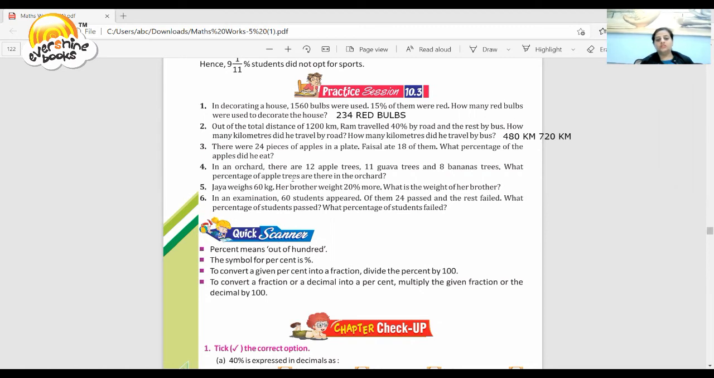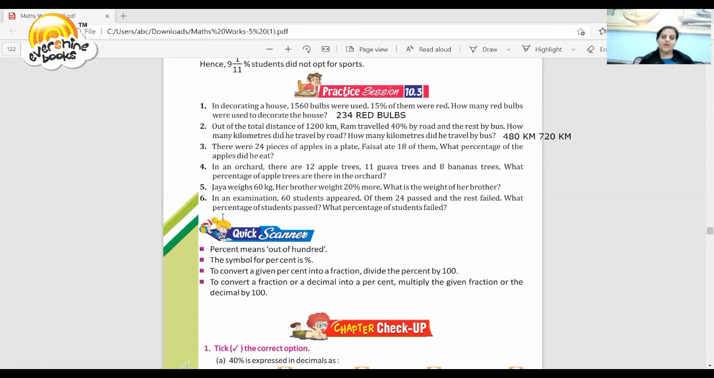Now, in an orchard, there are 12 apple trees, 11 guava trees and 8 banana trees. What percentage of apple trees are there in the orchard? So, you have to add them up, and then find the percentage of apple trees. Now, Jaya weighed 60 kg. Her brother weighed 20% more. What is the weight of her brother? So 20% of 60, you have to take out the percentage, and then when you add, you will get the answer.